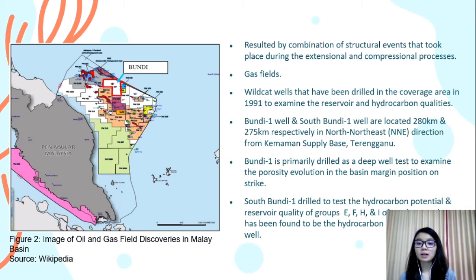Bundi 1 well and South Bundi 1 well are located in the north-northeast direction from Kemaman supply base, Terengganu. Bundi 1 was drilled as a deep well test to examine the porosity evolution in the basin margin position on strike, and South Bundi 1 was drilled to test the hydrocarbon potential and reservoir quality of groups E, F, H, and I of the sandstone group that had been found to be hydrocarbon bearing in Bundi 1 well.